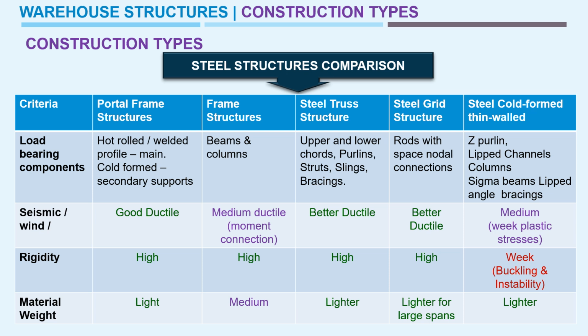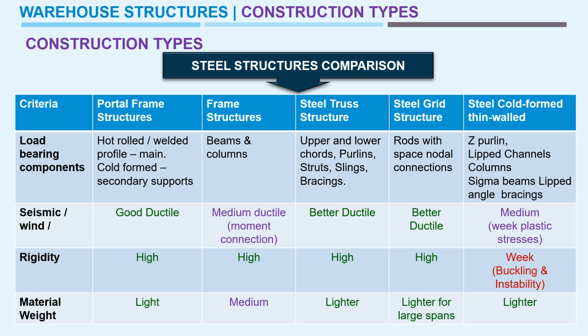And coming to the steel grid, it is built with rods with space nodal connections, where the connection is a major thing, transferring the loads between the members. In steel cold formed thin-walled structures, the Z purlin, lipped channels, columns and sigma beams are the members used as load-bearing components. And the second comparison, or second criterion, is between seismic and wind: how the ductile property behaves for seismic and wind.